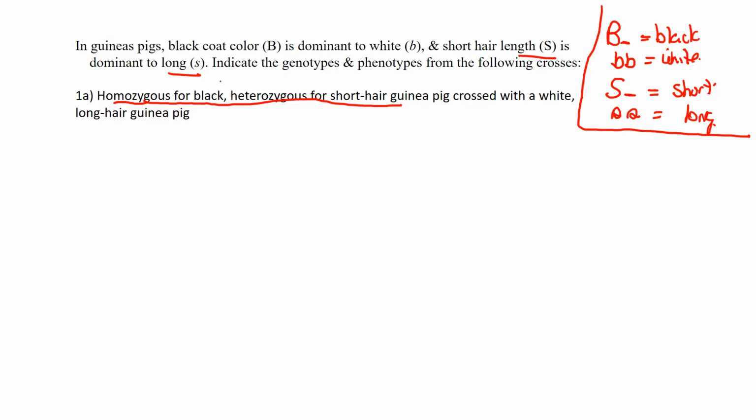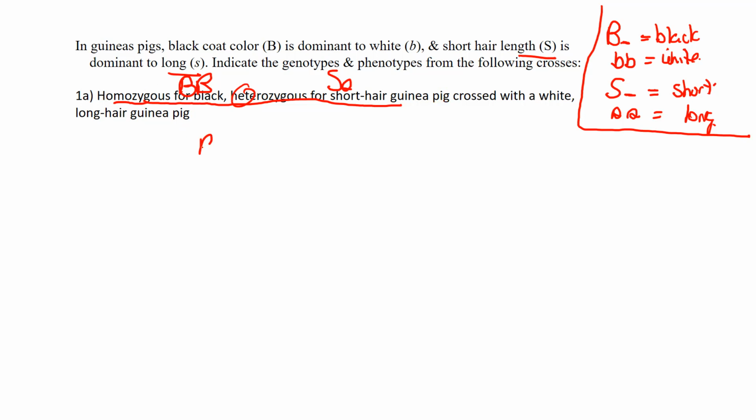So homo for the black, if we take a look at our legend, capital B is black. Homo means I have two alleles for that particular trait. So each trait still has two alleles or genes that represent that particular phenotype. One was given from each parent. And then they're heterozygous for short. If I look at my legend, short is a capital S, but if I'm hetero, I must have a little s accompanying that. Okay, so that's one of the parents.